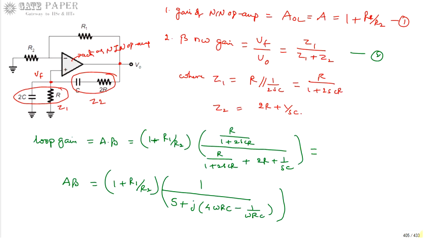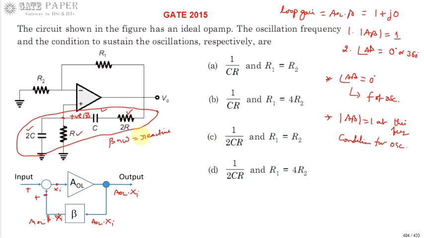So R1 is equal to 4 times R2 and the oscillation frequency omega is 1 by 2RC. This is the right answer. The right answer for this question is option D. Thank you.